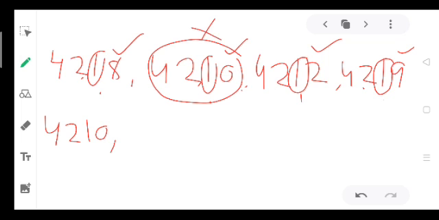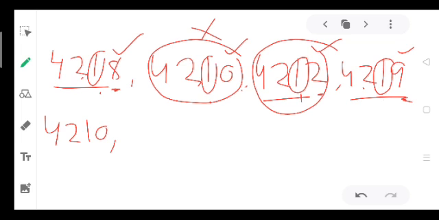Now this we will not compare. Now comparison between these three. Now it is clear to us that thousands, hundreds and tens place are here same. So we have to check only and only the ones digit. 8 ones, 2 ones, 9 ones. So which is smallest? 2 ones is smallest. So we will write here 4212.